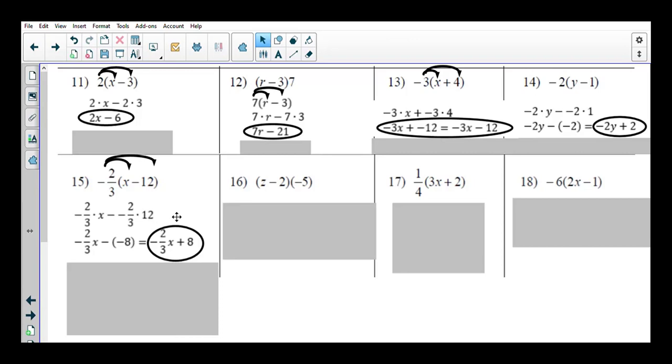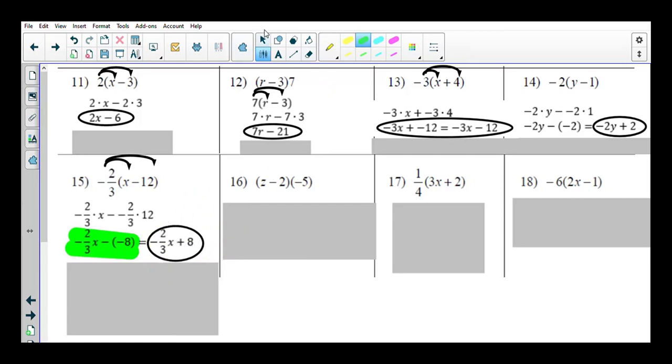Again, I would just do 12 divided by 3 to get 4. 4 times 2 is 8. But we don't like to leave subtracting a negative, so I would finish by writing this as negative 2/3 x plus 8. This, I'm going to highlight it in green just to point it out, would be acceptable for an answer, but it probably won't show up if it's a multiple choice question. It'll probably be this answer right here that I'm circling.